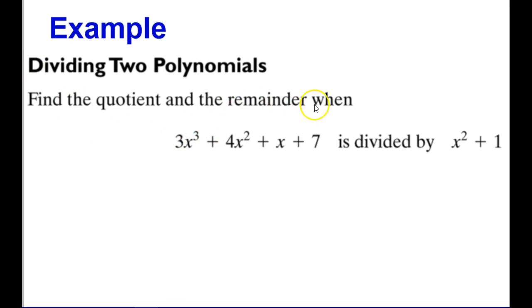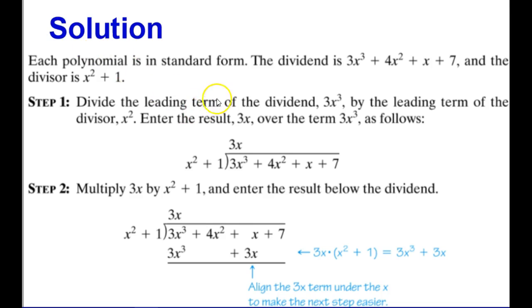So find the quotient and remainder when I have 3x cubed plus 4x squared plus x plus 7 and I divide that by x squared plus 1. So let's look at that solution here. First I want to get it in standard form and make sure it's in standard form. Standard form is where I start with the highest exponent and then work to the smallest.